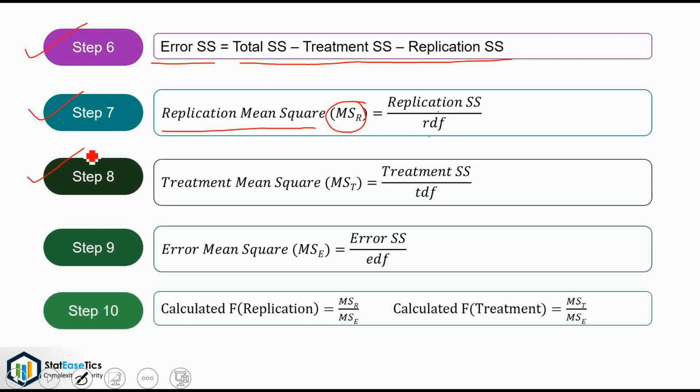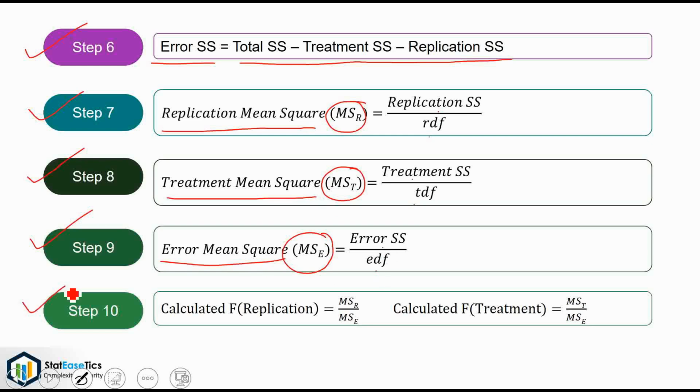Step 8 is calculation of treatment mean square, that is MST, which is equal to the ratio of treatment SS to treatment degree of freedom. Step 9 is calculation of error mean square, that is MSE, which is the ratio of error SS to error degree of freedom.